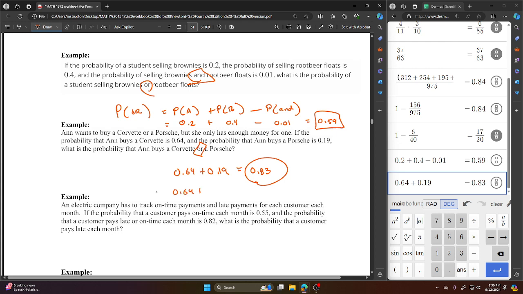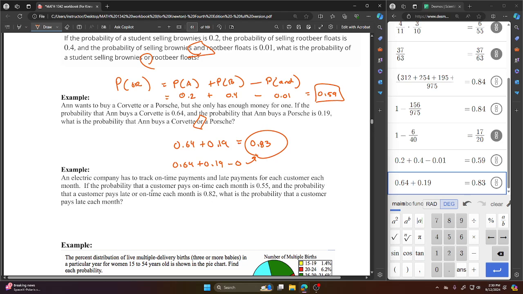What's the probability of her buying both a Corvette and a Porsche? What's the probability? Yeah, minus what? 0, right? 0, because there's 0 chance of getting both. She doesn't have enough money for that.